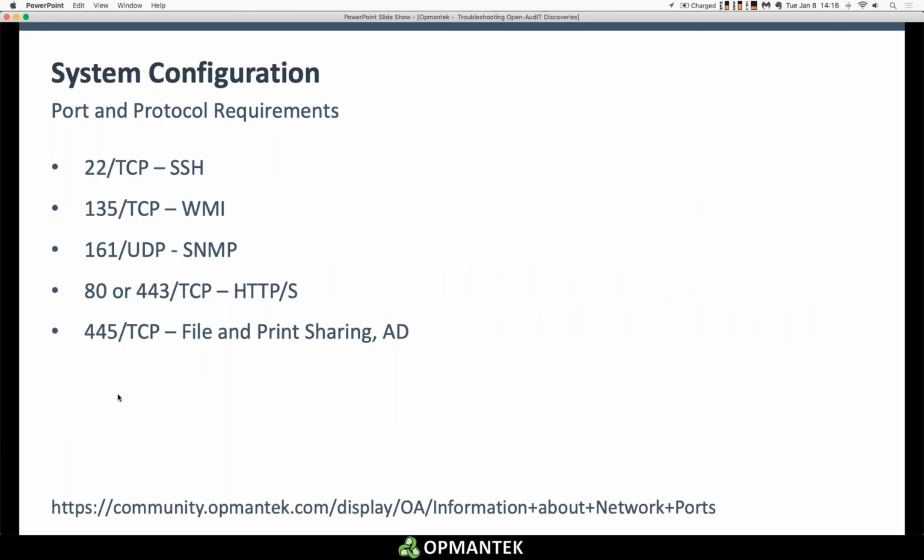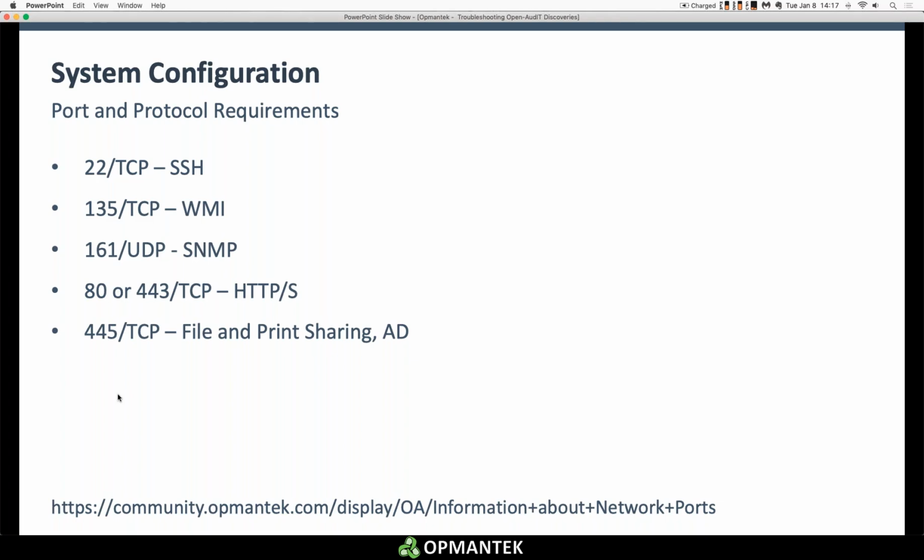So, a few system configuration requirements. There's a link at the bottom of this page to the information about network ports page. There are a lot more network ports that have to be open, but these are the top ones you have to consider. For devices that you're going to be using SSH for, so all of your Linux, Unix, ESXi, AIX, Sun Solaris devices, you have to have port 22 for TCP open for SSH.